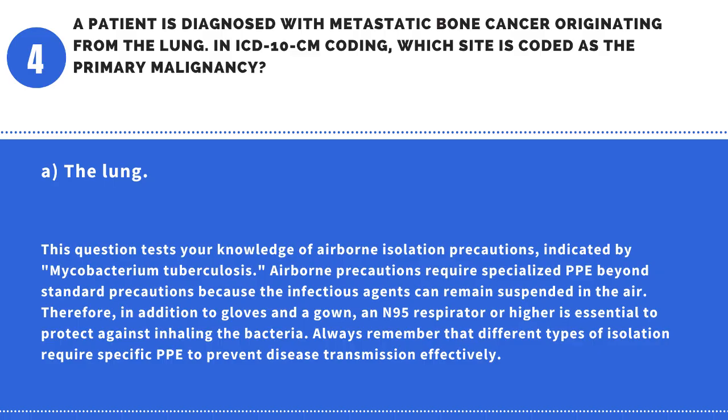When cancer has spread, metastasized, from one site to another, the original site where the cancer began is considered the primary malignancy. The site it spread to, the bone in this case, is coded as the secondary malignancy. Always identify where the cancer started to correctly assign the primary code. Think of the primary site as the cancer's home base before it traveled.